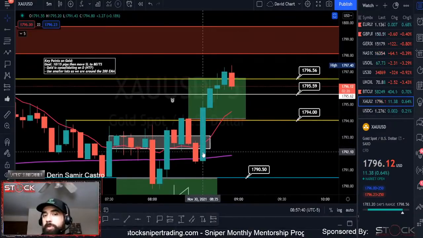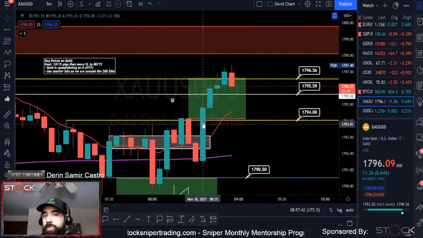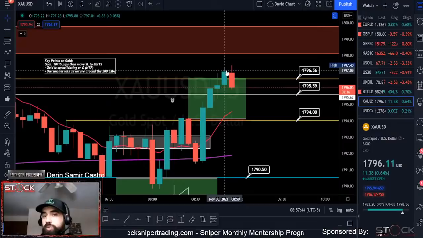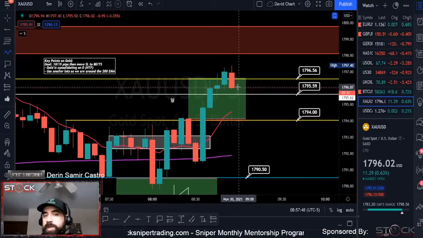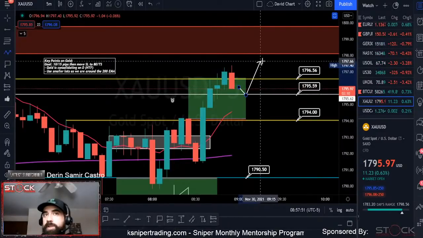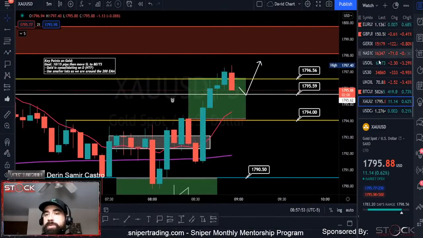You're going to have some sort of a pullback. Look at this nice momentum. You're sprinting, cooling off. Okay, retest. Let's watch and see now. Overall trend, let's see if it's going to hold here and maybe make a continuation.